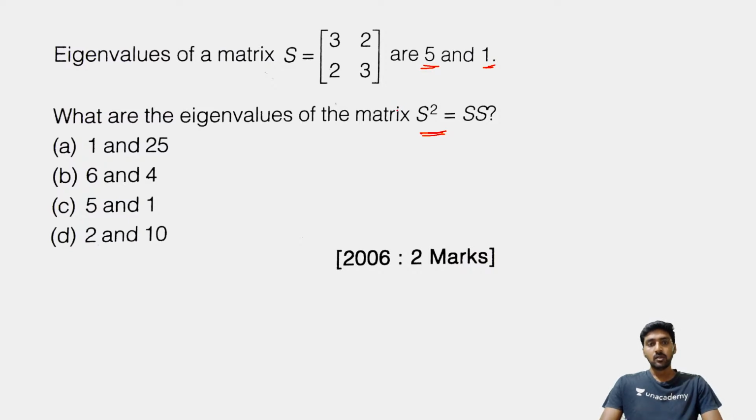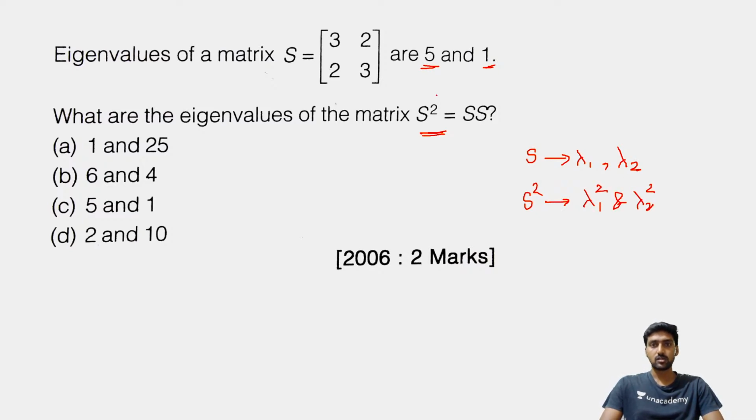Now look at this. If the eigenvalues of S are lambda 1 and lambda 2, then the eigenvalues of S square are lambda 1 square and lambda 2 square. So here 5 and 1, therefore S square has eigenvalues 5 square and 1 square. 5 square is equal to 25, so 1 and 25 are the right solution. Yes, very good, Nikhil, Rane and Rahul. Alright, next.